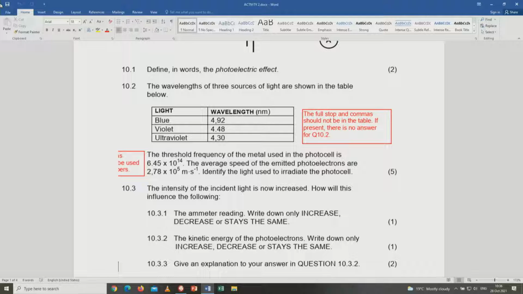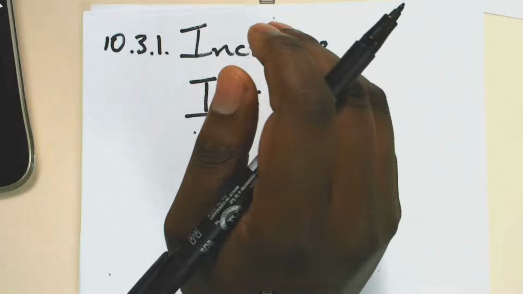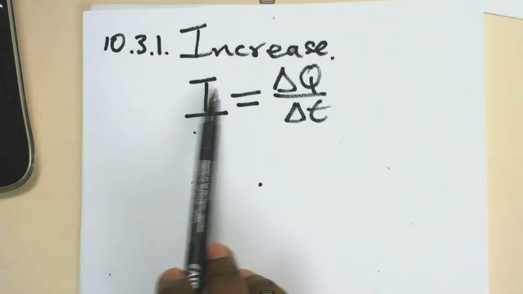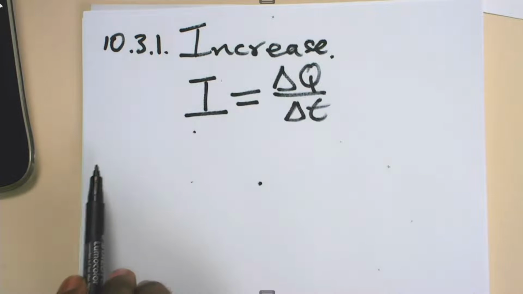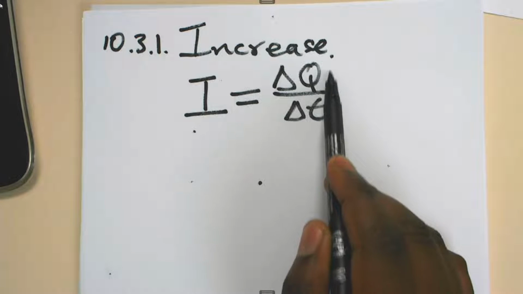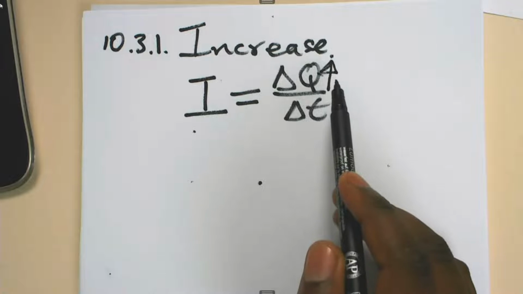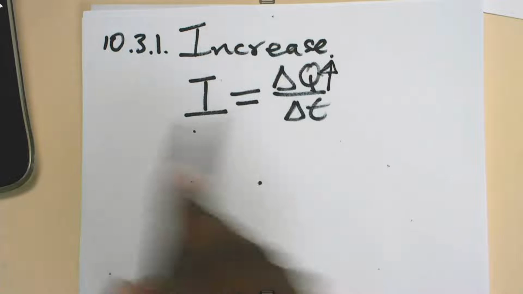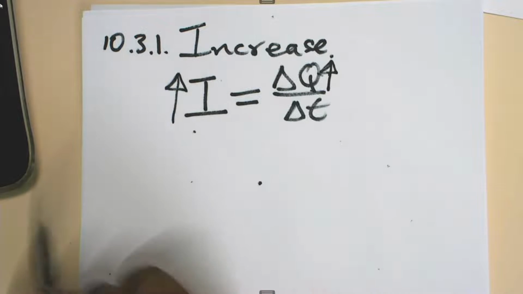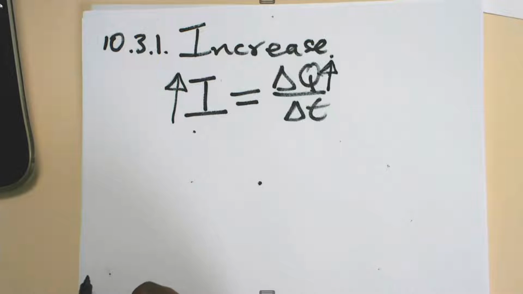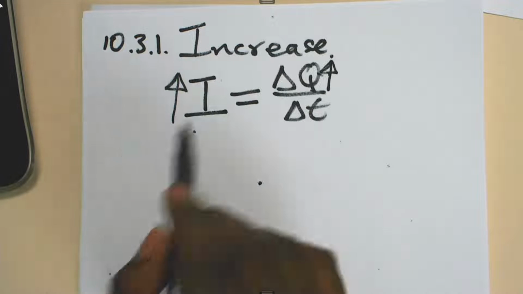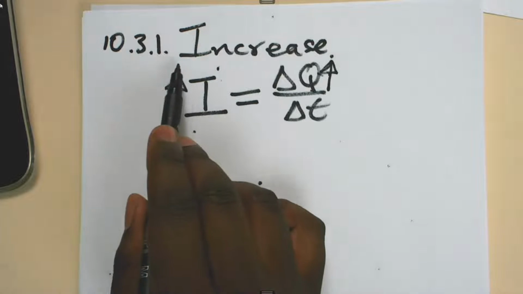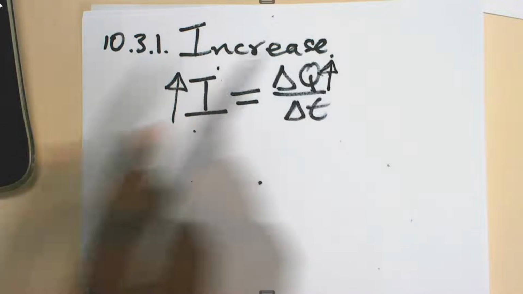According to the formula, I is equal to change in Q over change in time, which I've shown earlier. If we increase the intensity, we'll have more photoelectrons released per second. And when this increases, according to this formula, we expect the current to also increase. That is the influence of intensity on the current, or on the reading of the ammeter.